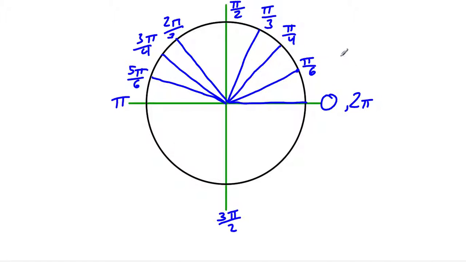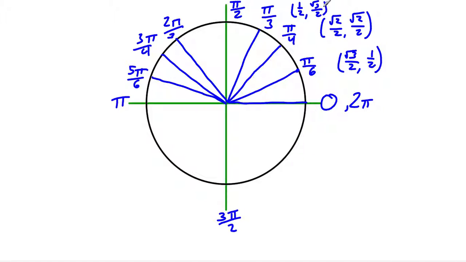For example, pi over 6 hits the circle at root 3 over 2, comma 1/2. Pi over 4 is at root 2 over 2, comma root 2 over 2. And pi over 3 is going to be at 1/2, comma root 3 over 2. Remember the pattern that I showed you. The x's, the cosines, are going to count backwards from root 3, root 2, 1. And the y values, the sines, are going to count upwards from 1, root 2, root 3. And that pattern goes all the way around the circle.